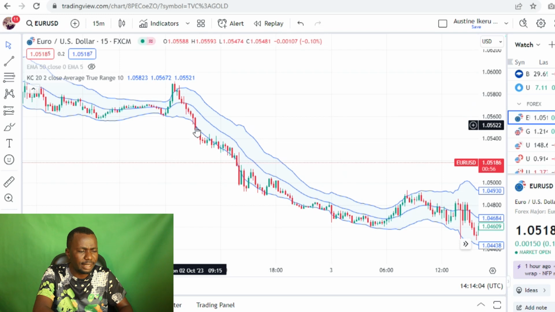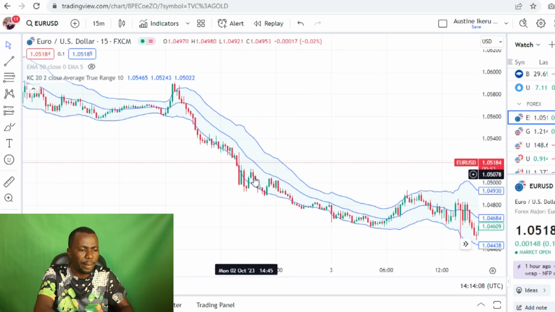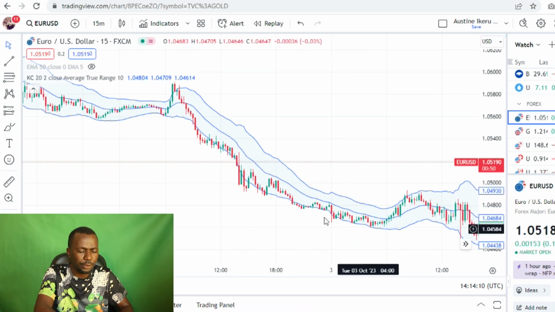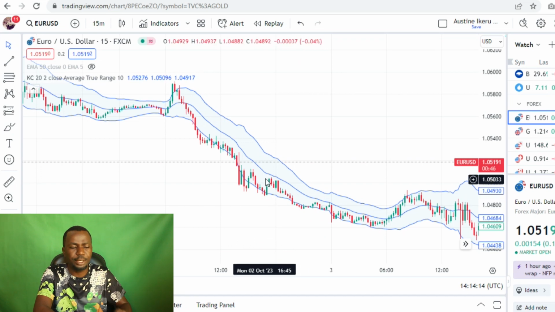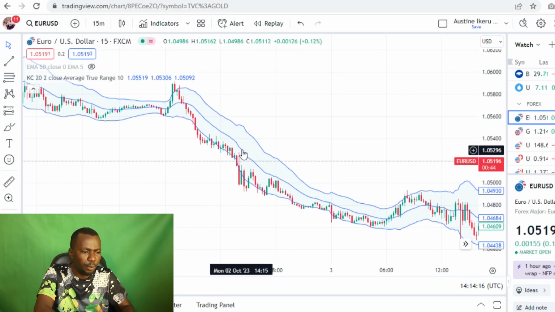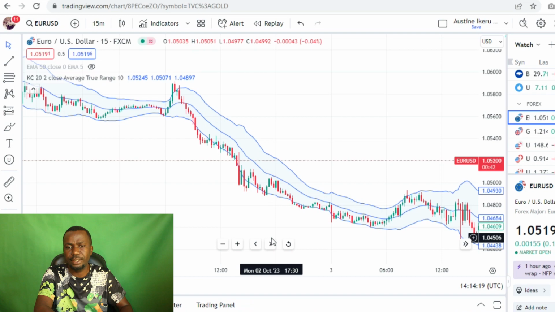Here you can see that the price is in a strong downtrend. That is why the price is touching the lower band consistently. So where do you place your trade? Whenever the price makes a pullback to the middle line, you place your sell trade. So you can see how simple this strategy is, right?